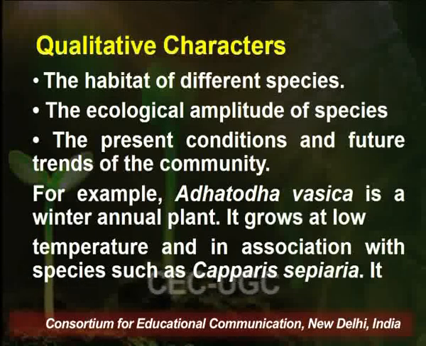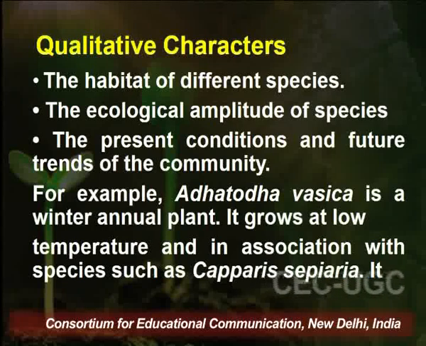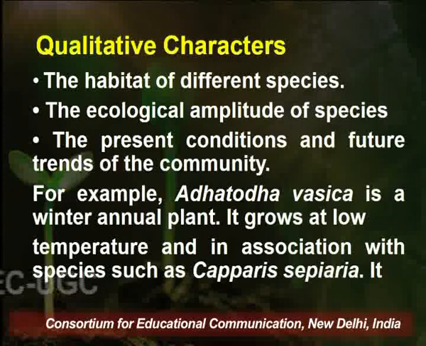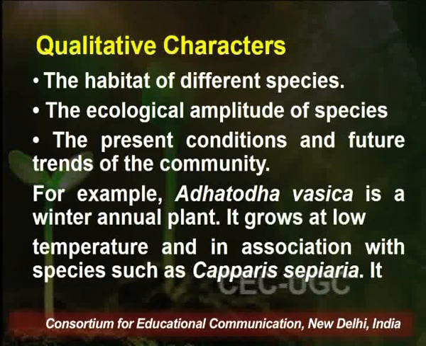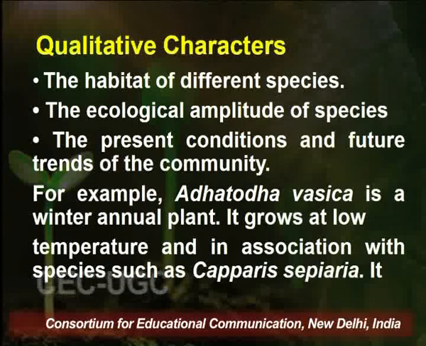So, we also come to know about the ecological amplitude along with the present conditions and future trends of the community. That is how the community, or the species in the community, will be changing. For example, Adathoda vesica is a winter annual plant. It grows at a low temperature and in association with species such as Capparis sepiaria.